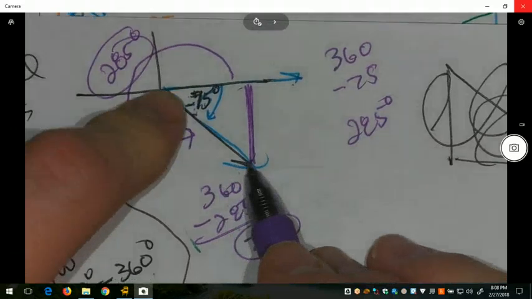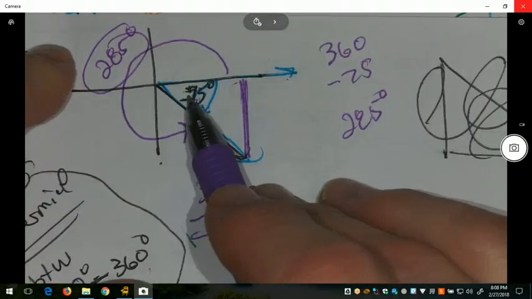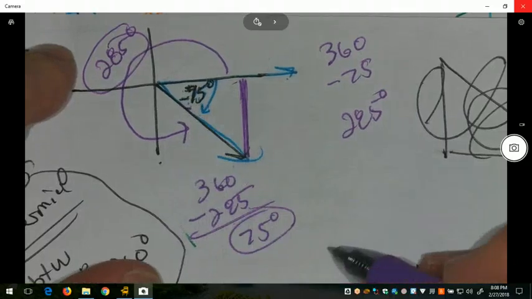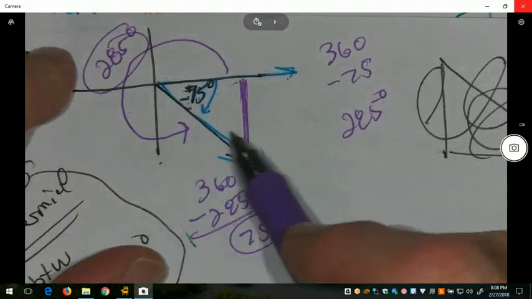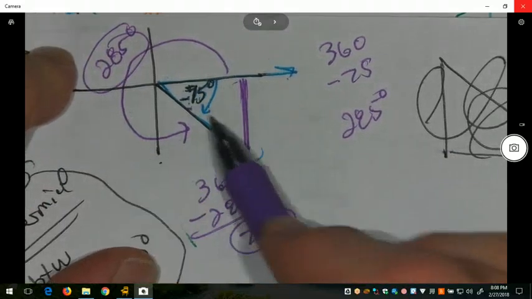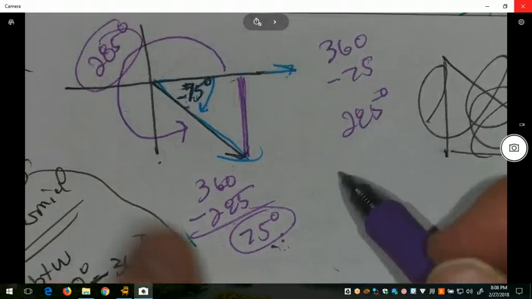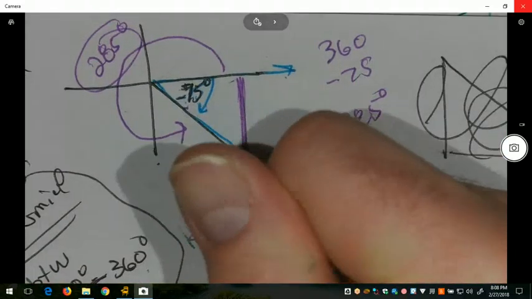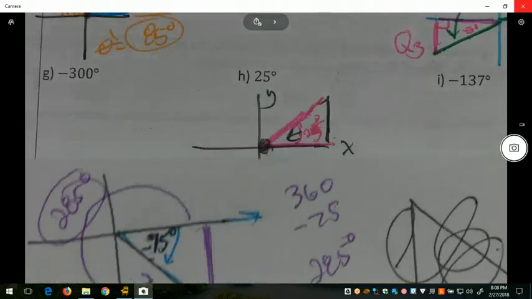The cool thing is when it's a negative acute angle in quadrant 4, I'm just going to change the sign on it, because it's the same as if I found a positive coterminal and then took it away from 360, I get the same thing, only as a positive angle. So the theta prime is positive 75 degrees.